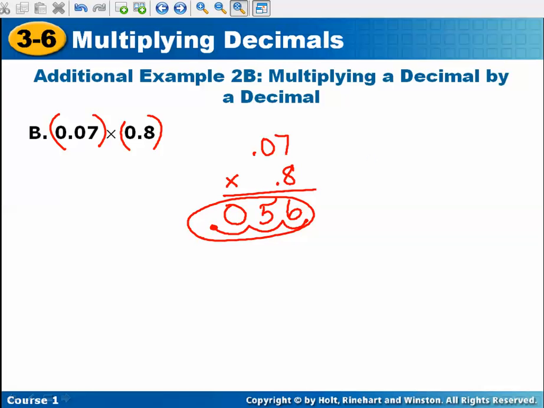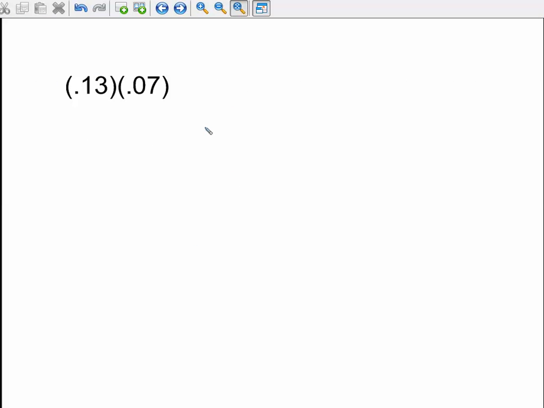Let's take a look at another example. So here I have 0.13 times 0.07. Notice how there's nothing between these. That automatically means that I'm going to multiply. So I'm going to rewrite this 0.13 times 0.07. 3 times 7 is 21. 7 times 1 is 7, plus 2 is 9.